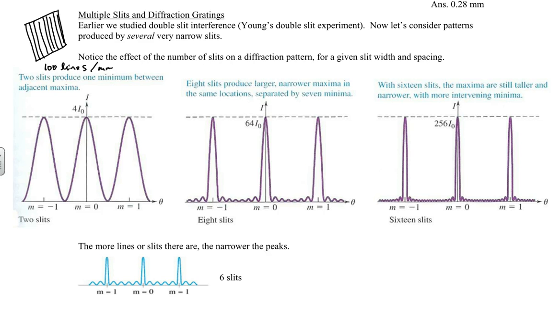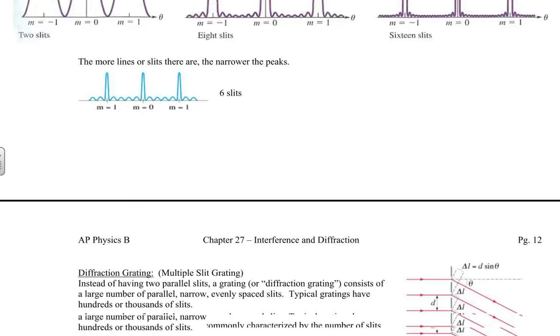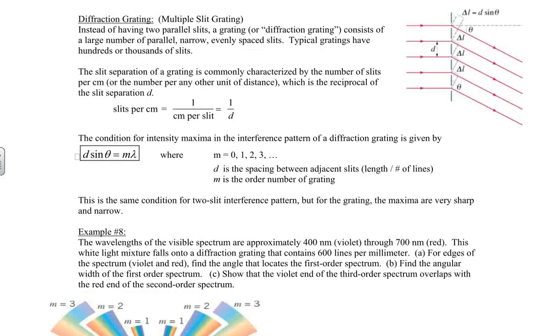So essentially what we find is that as we increase the number of slits, but keep the distance between the slits the same, our interference pattern becomes progressively sharper and much narrower right in here. And so that's why it might be a lot better to work with diffraction gratings than, say, just two slits. So let's move on to the next page and talk about diffraction gratings more specifically.